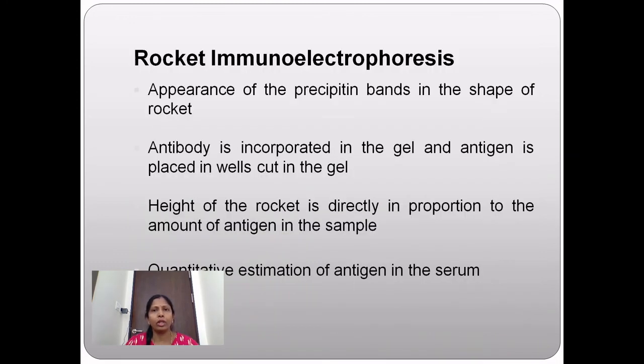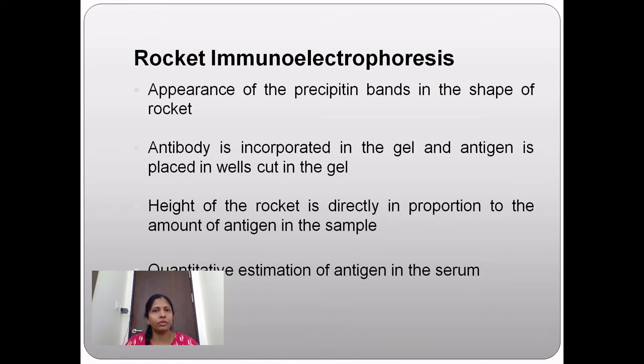Another format of immunoelectrophoresis is rocket immunoelectrophoresis. In this, as the name says, the precipitin bands appear in the shape of rockets. Antibody is incorporated into the gel and antigen is loaded into the wells cut in the gel. These antigens are allowed to undergo electrophoretic separation under the influence of an electric field, and then precipitation occurs when the antigen and the antibody reach equivalent concentrations. The height of the rocket is directly proportional to the amount of antigen in the well.